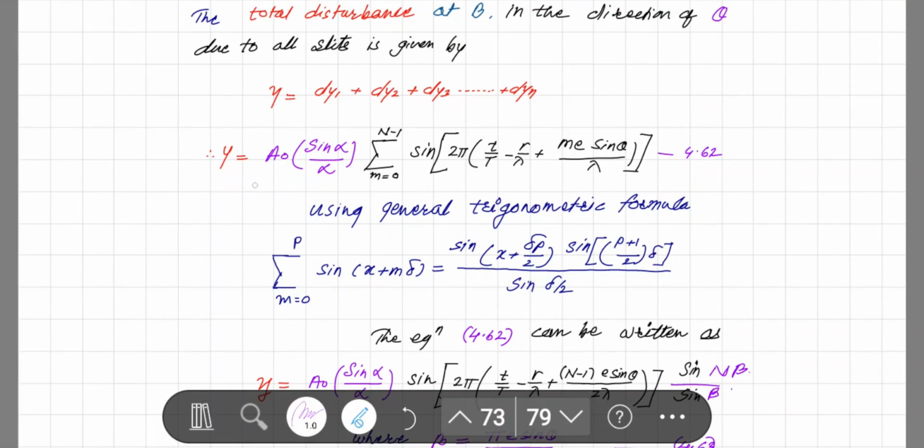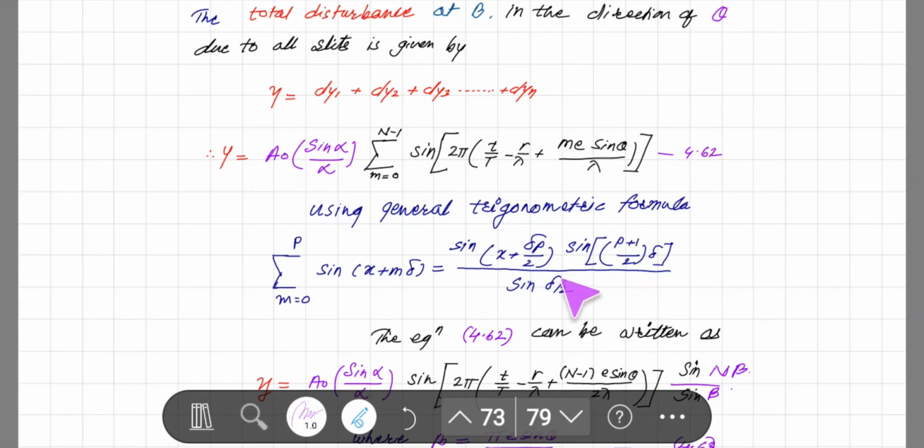Now, using the general trigonometric formula for summation, that is, summation of m going from 0 to p of sine of x plus m delta is equal to sine of x plus delta p upon 2, into sine of p plus 1 upon 2 into delta, divided by sine of delta by 2.